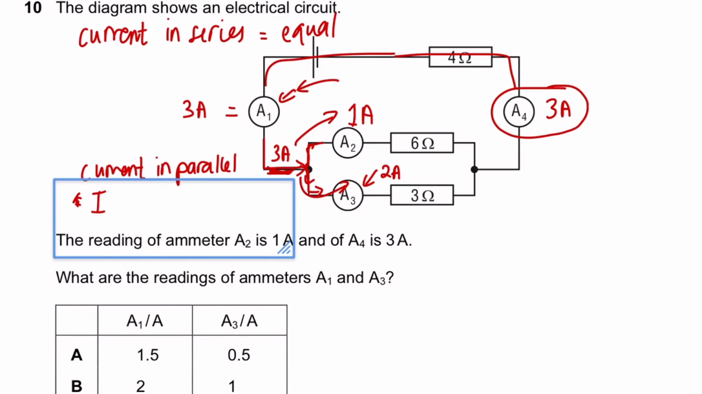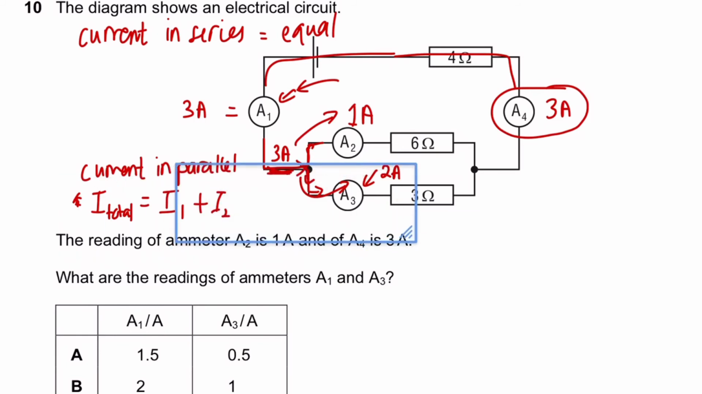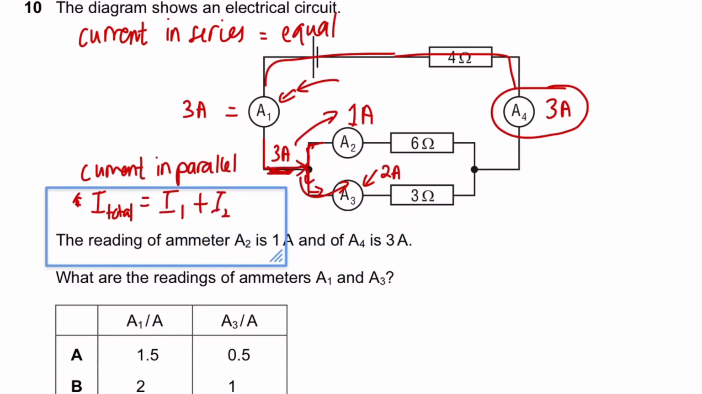I'll write here to make it more obvious. I total is equal to I1 plus I2, since there's two branches in this case. So the I total here is the main branch, which is 3 amps. The I1, which I'll use the A2 reading, which is 1 ampere. I2, which is the A3, which we don't know.